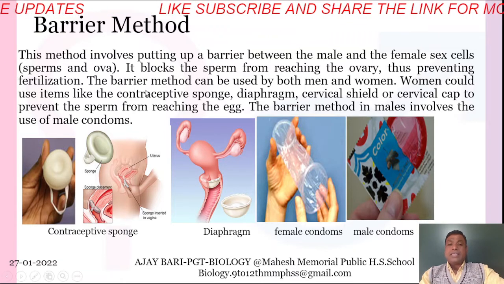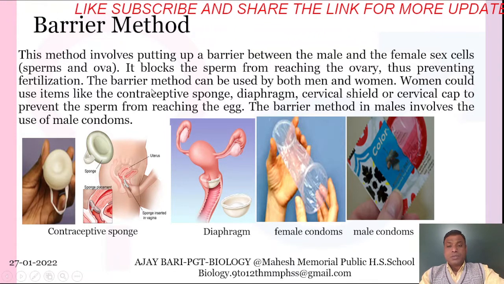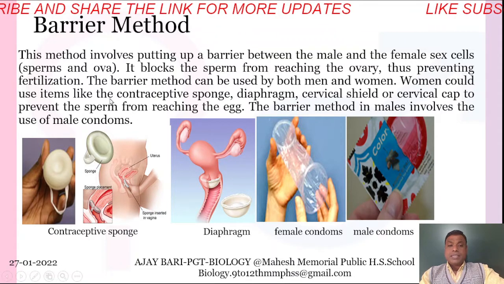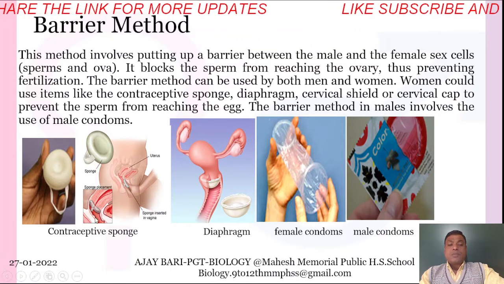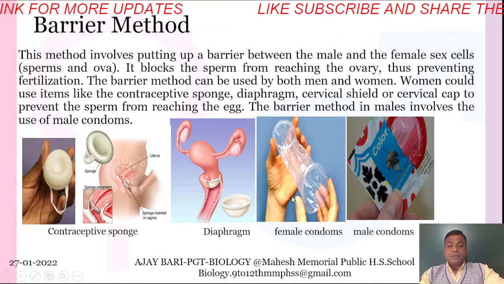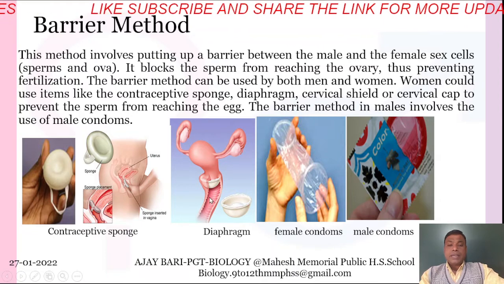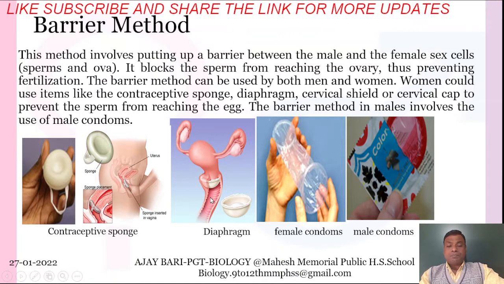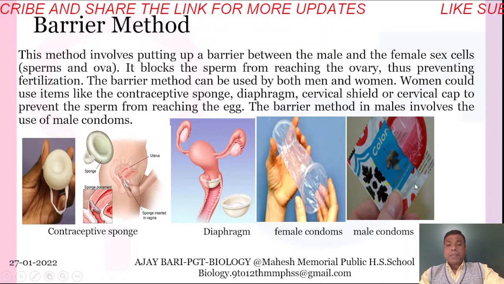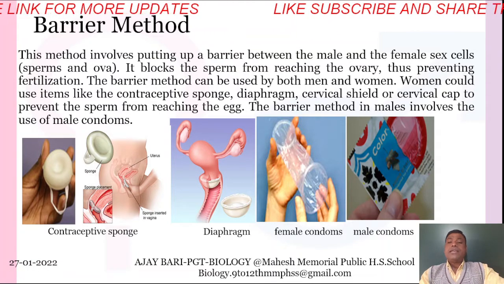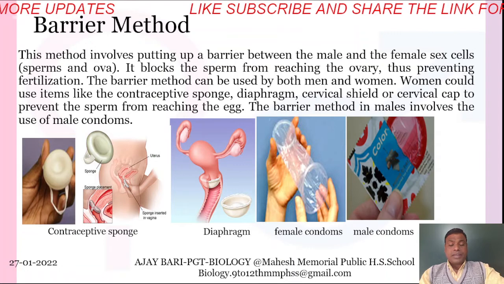Some barriers are given here which can be used in men and women. Some of the common devices are contraceptive sponges, diaphragm and female condom. These devices can be used in the female reproductive part, and for males it involves the use of condoms. They act as a physical barrier to prevent fertilization.